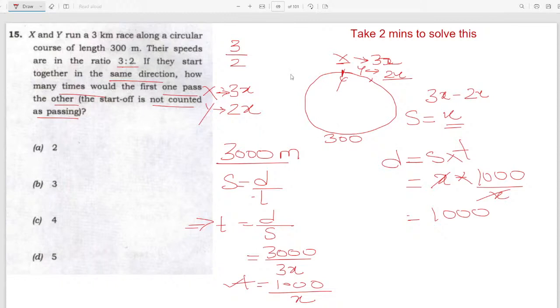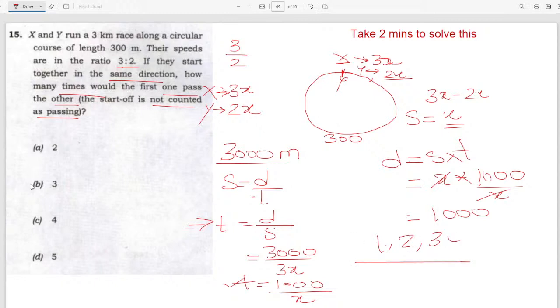So 3 times he would complete the circle and the additional 100. When he is completing one circle, he would meet y one time. For the second circle, another 300 meters, the total 600 meters, he would meet twice. At 900 meters, he would meet thrice. For another 100 meters, he would not have completed the circle itself. So he would meet y only 3 times. 1, 2, and 3.